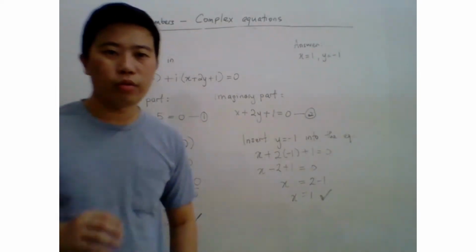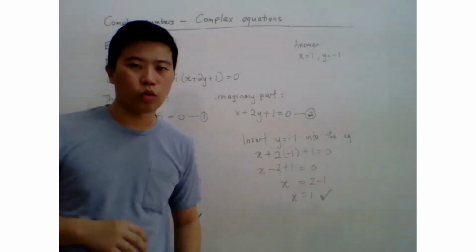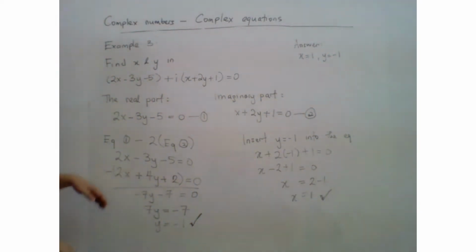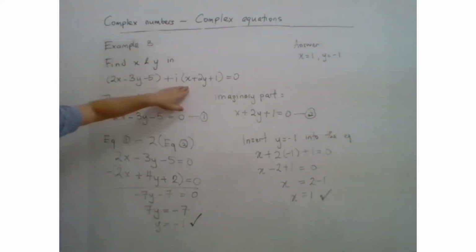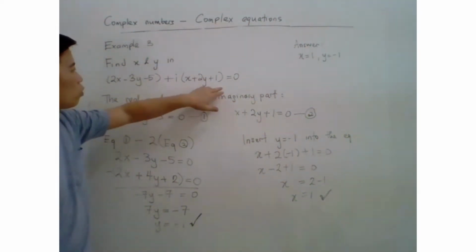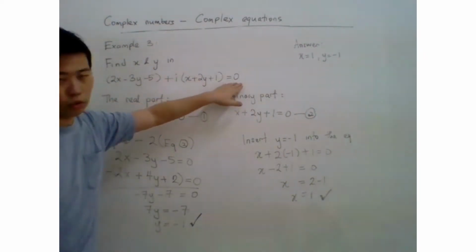Alright, so here I give you a third example on the complex equation, where the equation given to us is written like this. You have 2x minus 3y minus 5. This is the real part. And on the imaginary part, you have x plus 2y plus 1. And this whole expression is going to be equal to 0.